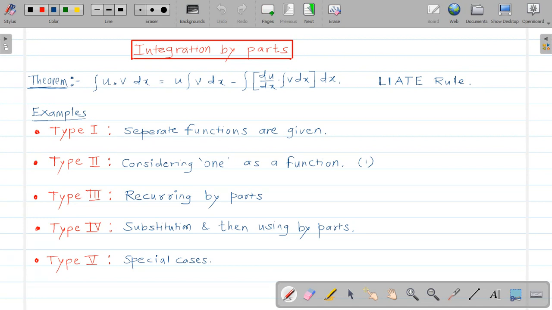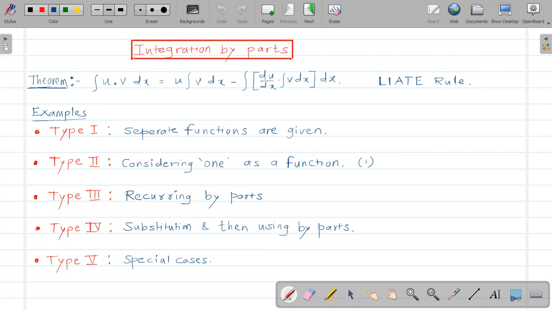Now from your exercise there are some examples which are given, and we will study all the examples by categorizing them into 5 types. So type number 1 is if two separate functions are given to you, then that will be our type number 1.